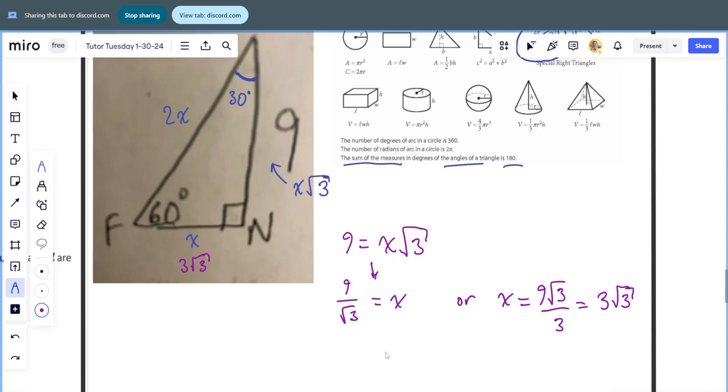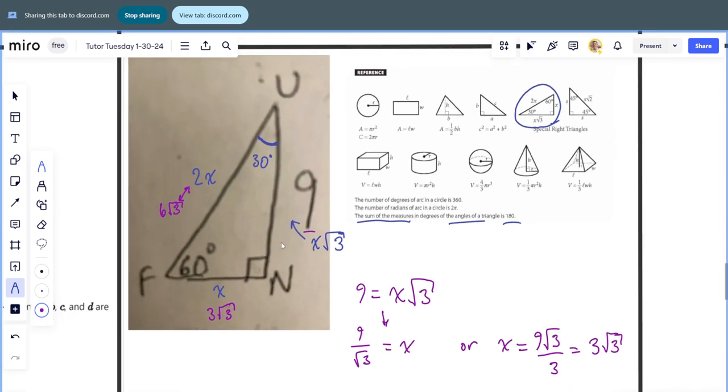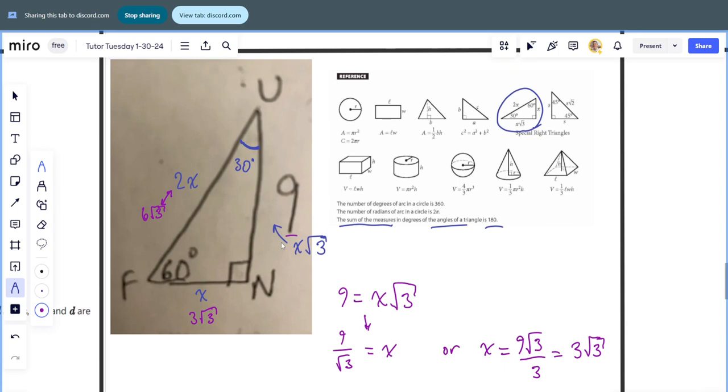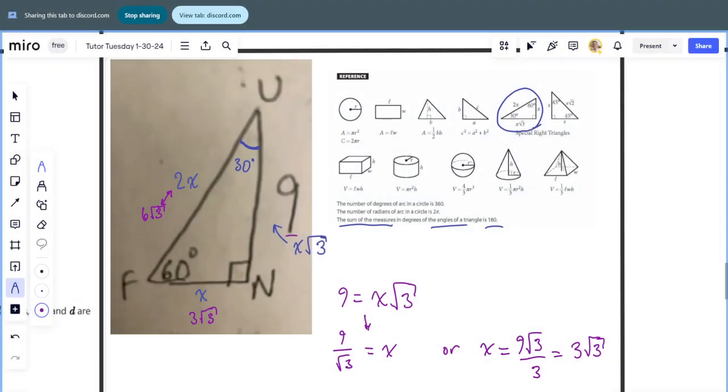Here we have 9. And then 2x is just going to be twice whatever this angle measure is. So we just double this into 6 root 3. So the solution, if anybody can't see that, it's going to be like this.